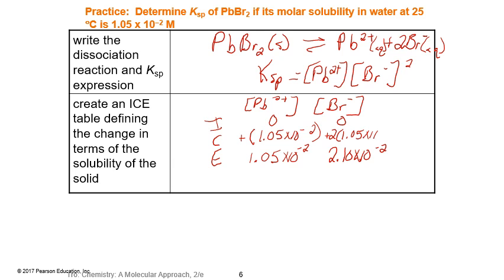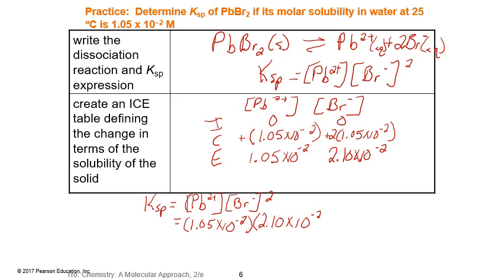I'll write this in here so you know where I came up with those values. So 2 times the molar solubility. Now if we want to figure out our KSP, it is going to be the lead times the bromide squared. We've already accounted for that 2 times in our number here, so that's why we don't have the 2 in front of the bromide. So we're going to plug our numbers in. And so our KSP, 4.63 times 10 to the negative 6, would be our KSP.